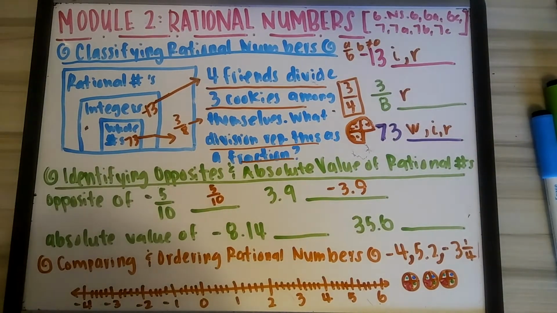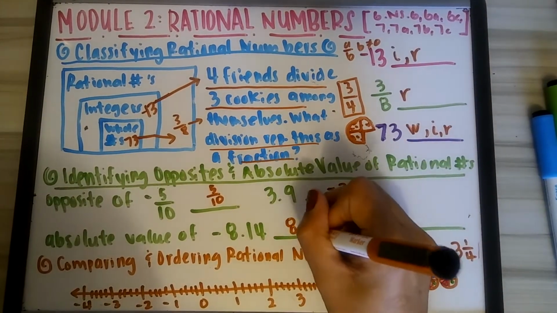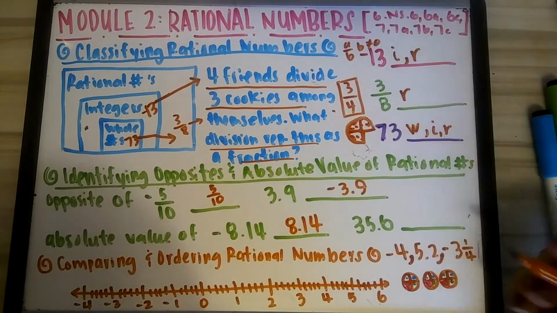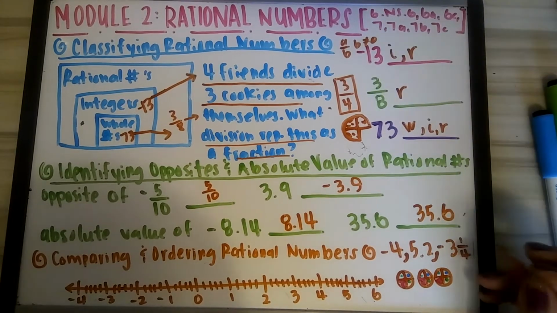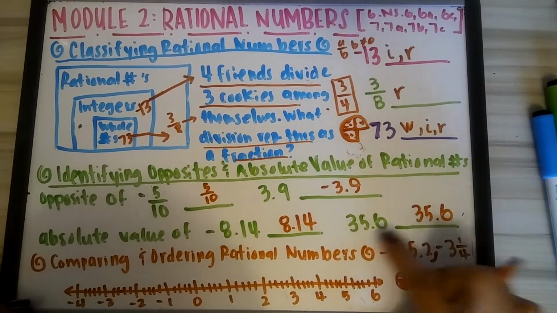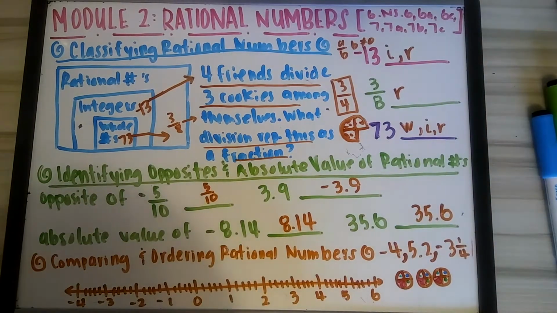Absolute value, remember, absolute value is the same digits. The only thing that you do is if it has a negative, you take it away, okay? So in this case, the distance from that number to 0 on the number line is just 8.14, and it's always positive. And then what about this one? It's the same thing, okay? So with absolute value, when they're positive, they end up with the same number, but when they're negative, they end up with the opposite, okay?